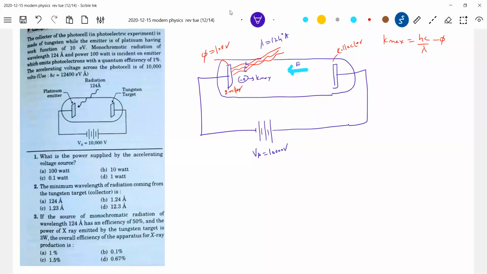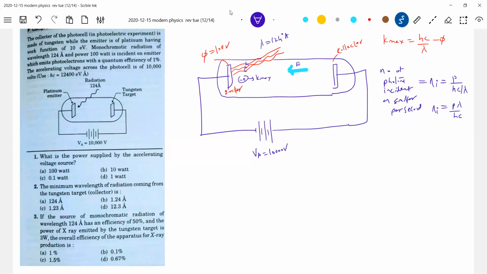Let's go back to the basics here. The number of photons incident on the emitter per second, I'll call it Ni. This should be equal to power by hc by lambda, per second. With a quantum efficiency of 1%, for every so many photons incident, we have 1%.